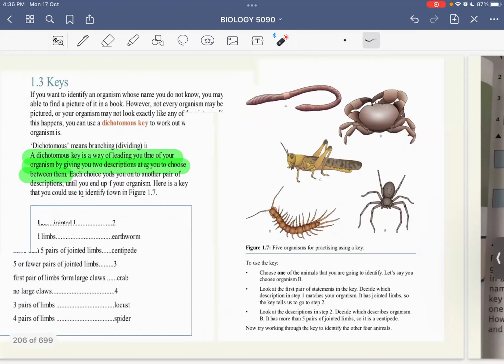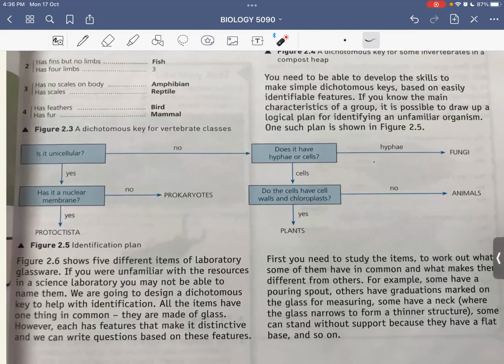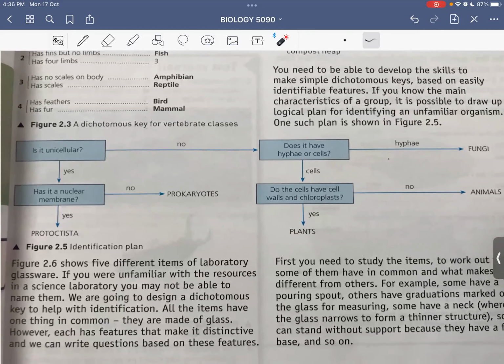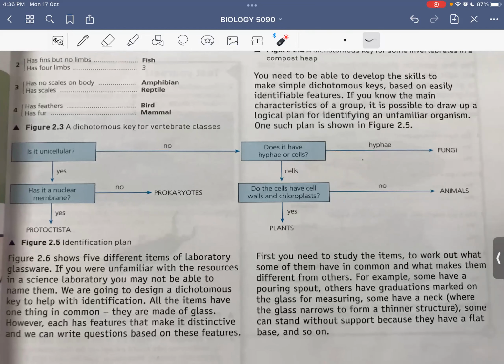Let's do another thing. For example, this one, na. Let's look at this key. This is protoctist and this is for plants.